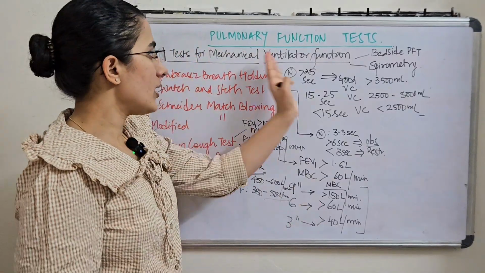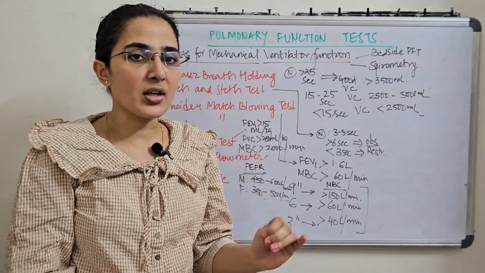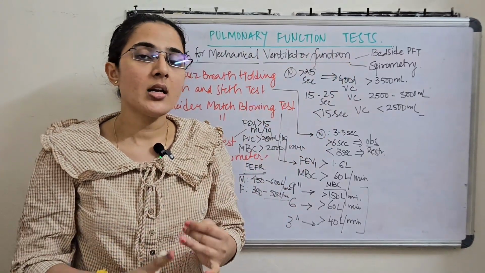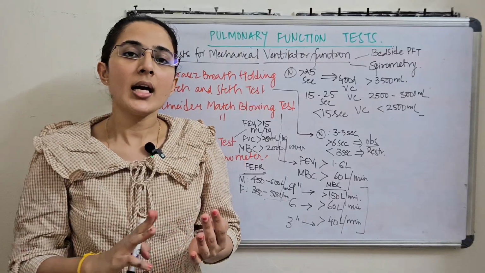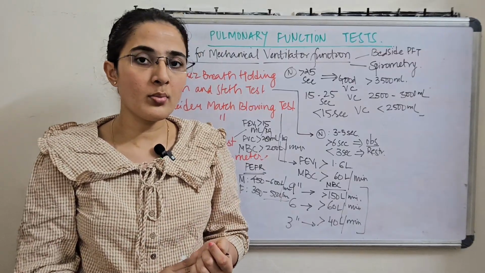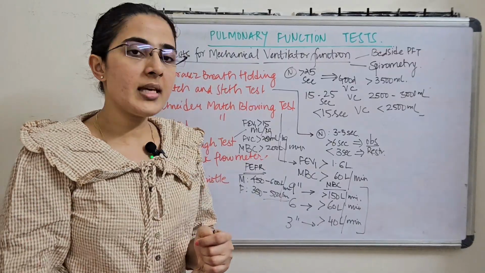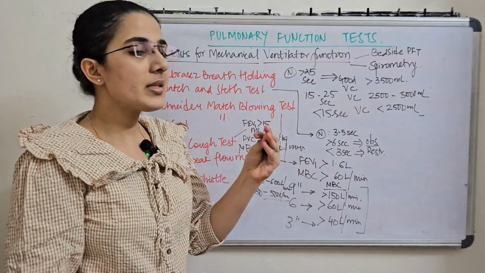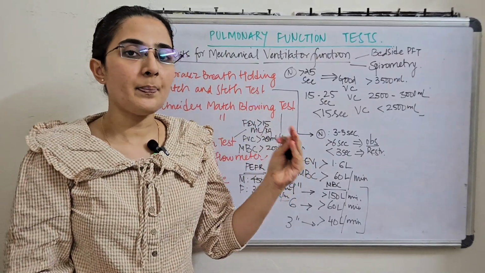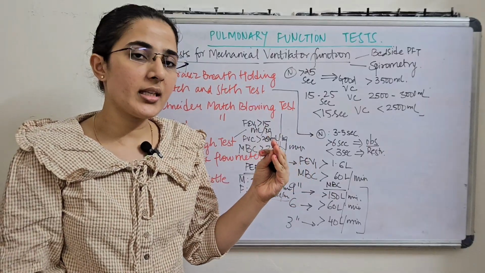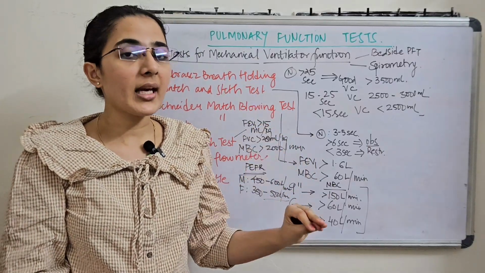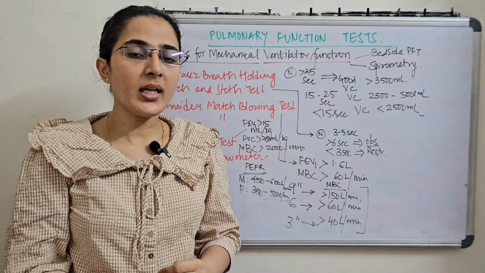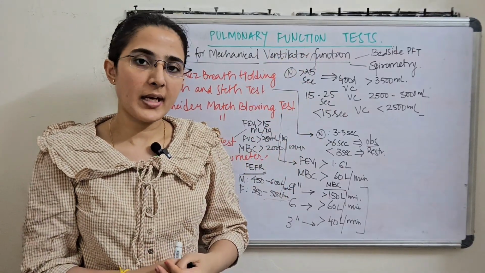So apart from all this, mechanical ventilator functions, we should also check clinically for the respiratory rate, saturation of the patient, and ABG of the patient at room air. So these are the bedside pulmonary function tests, which will help us get a quick update about the patient's pulmonary status, especially the mechanical function, ventilator function status. Okay, next we will move on to spirometry.